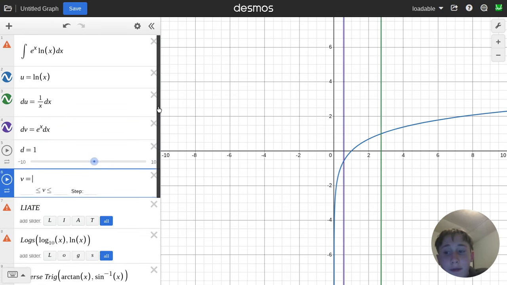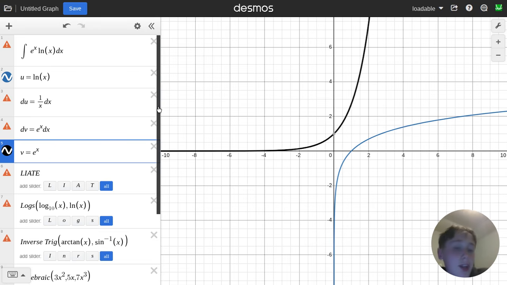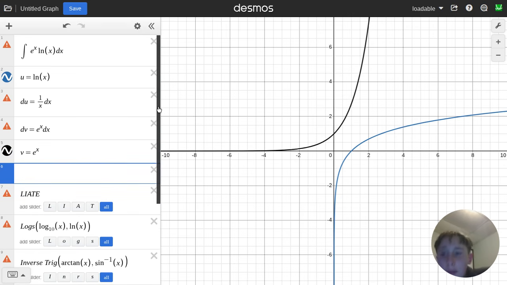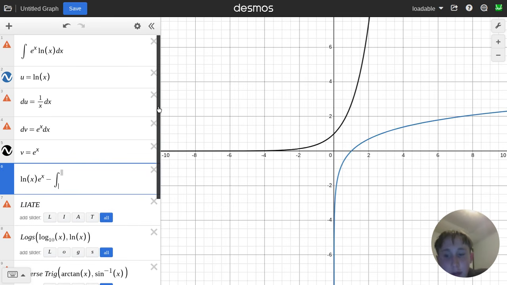Then we have v equals e to the x, because the integral of e to the x is, of course, e to the x, because that's its derivative too. It just goes back and forth. So now let's set up our thing. We have log natural x times e to the x minus the integral of e to the x over x dx.